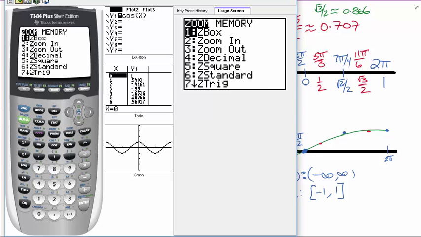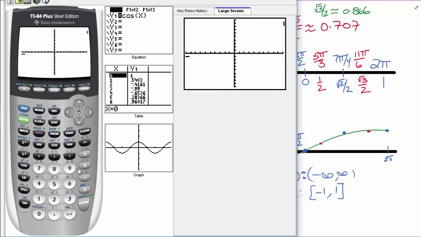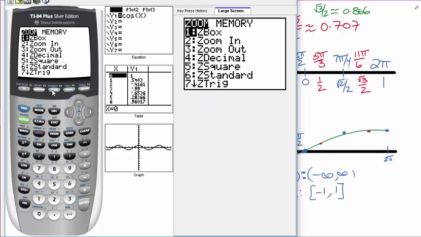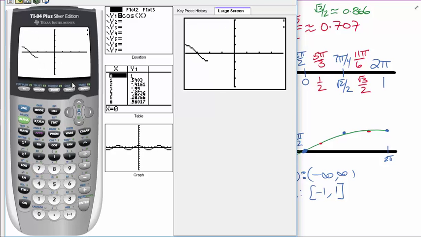Zoom. I usually go with Zoom Standard, which is option 6. Zoom Standard goes from -10 to 10, -10 to 10 with an x scale of 1, as I can see here in my window. But I'm going to do a different zoom this time. I'm going to do Zoom Trig, option 7. Option 7 here sets a different window that is more relevant to graphing trig functions.